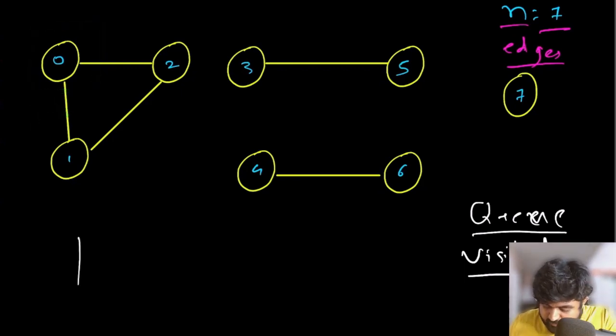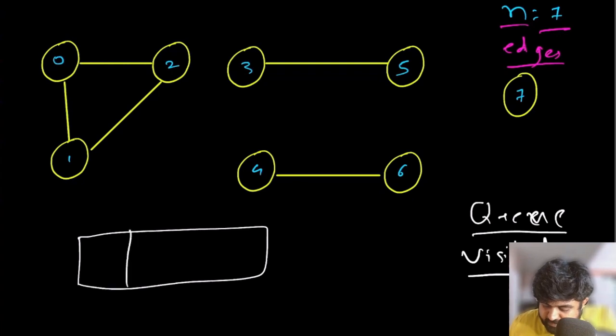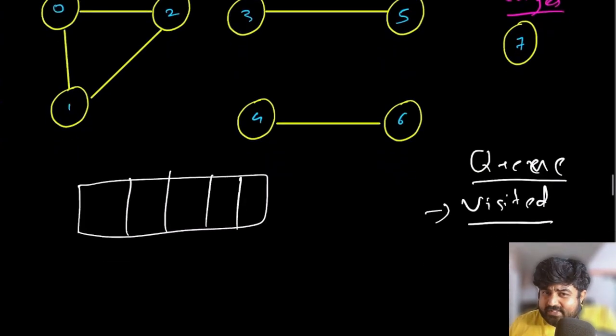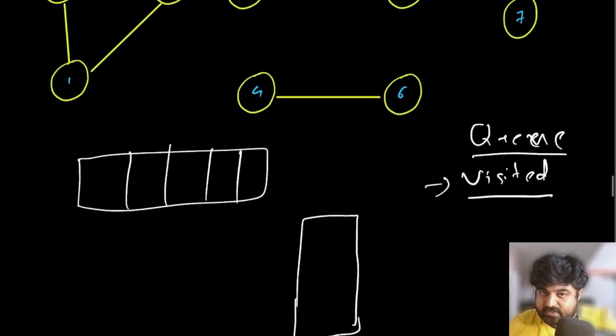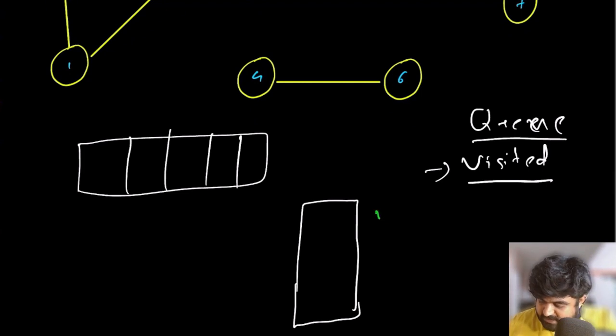So we are going to have our queue. Currently we don't have any elements inside our queue, and we also have our visited hash set. We can also use a visited array; I'm just giving you the example of a visited hash set. Either way, we are going to have a mechanism to keep track of all the nodes that we have visited so far. So this is our visited hash set, and this one is our queue.